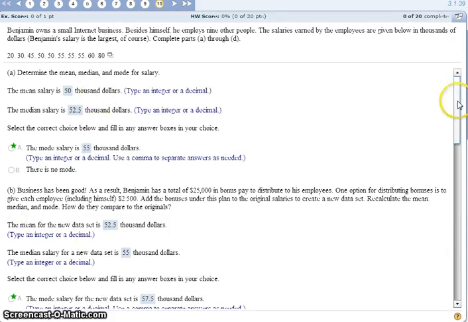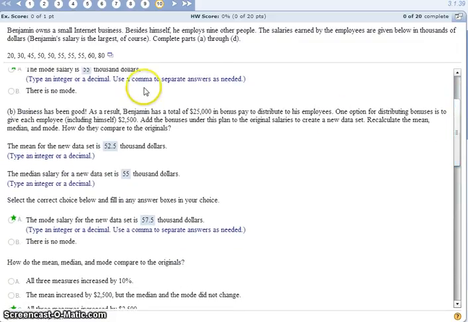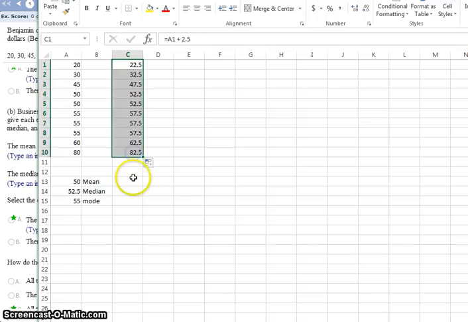So enter those answers in, and then for the rest of this problem, they're adjusting the salaries. So for this one, everybody gets a $2,500 raise. So you go into Excel, and you can just hit equals A1 plus 2.5. Since our salaries here are, this is 20 means 20,000, $2,500 would be 2.5. And then if you just drag that down, it'll add the 2.5 to every cell.